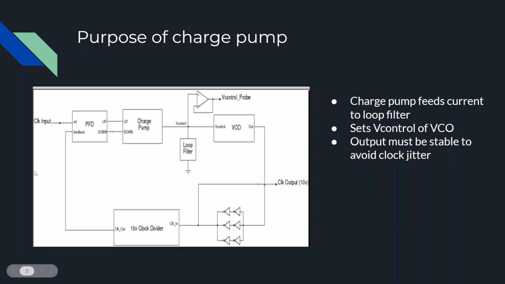So the purpose of the charge pump in our project was to be a part of the phase lock loop that provides a clock output that is 10 times that of the clock input. And in this PLL loop, the charge pump feeds the current into the loop filter, which provides the control voltage to the VCO. Hence, the charge pump outputs should be very stable in order to avoid jitter at the clock output, which would otherwise get propagated to the subsequent digital blocks, causing errors like metastability.